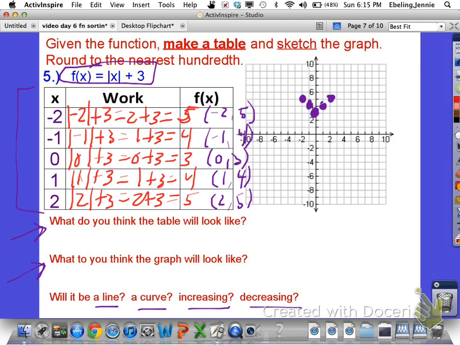Okay, match your table with my table. Take a look at the points compared to my graphed points. Now what you need to do before you walk away from this problem is draw in the graph and make sure that you draw in the arrows at the ends of the graph. Did you think it would look like a V? Did you think that it had a decreasing side and an increasing side?